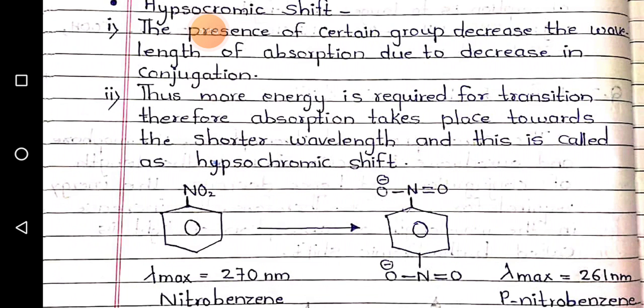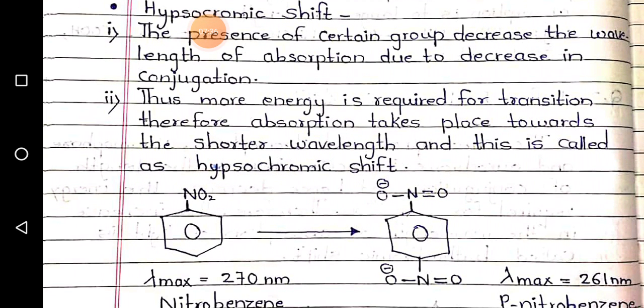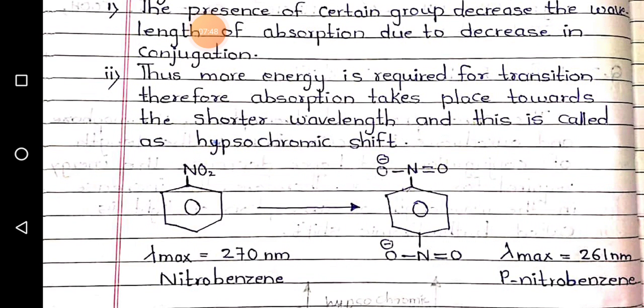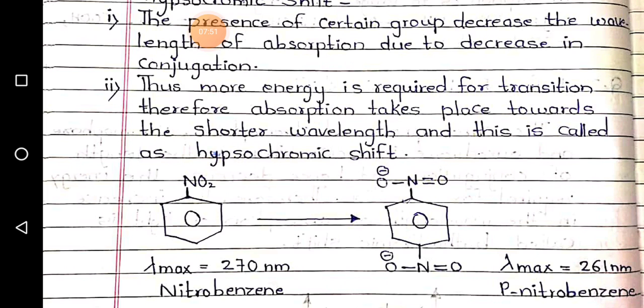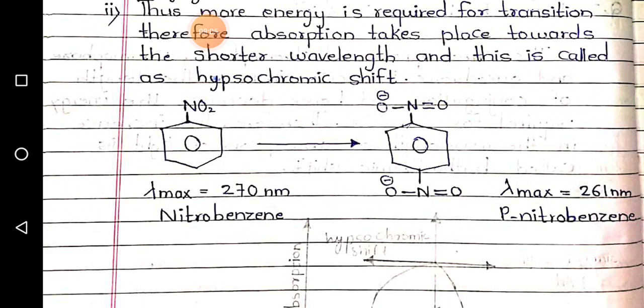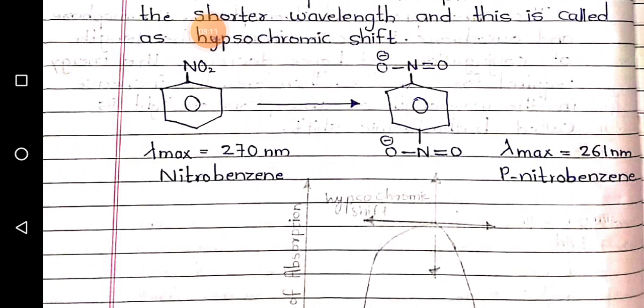So in these conditions it is called a hypsochromic shift. The presence of certain groups decreases the wavelength of absorption due to a decrease in conjugation. Thus more energy is required for the transition. Therefore absorption takes place towards shorter wavelengths, and this is called a hypsochromic shift. The lambda max value is 270 nanometers for nitrobenzene, and 261 nanometers for para-nitrobenzene.